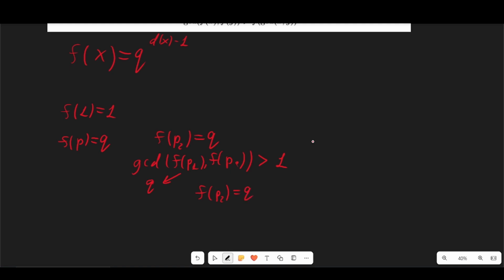Now we will show that f of p to the n is also q to the n. And to show this, we will use induction.